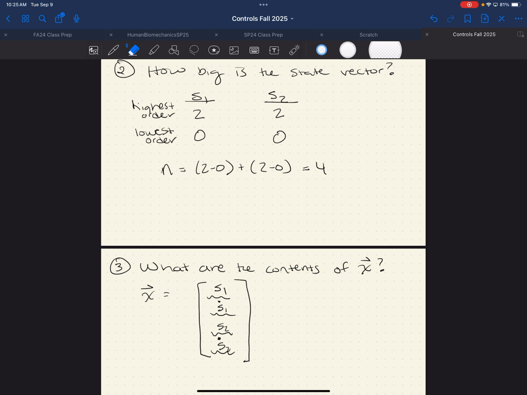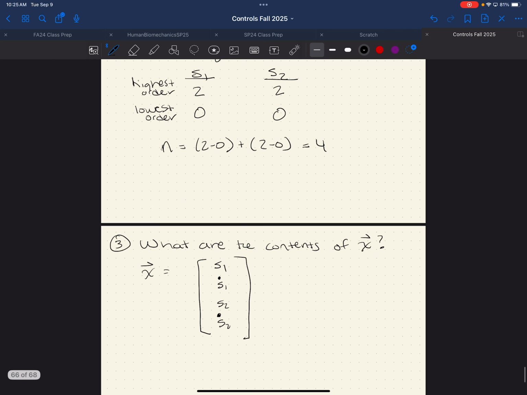It is absolutely theoretically okay to change the order of these things, but you will get a different A, B, C, and D matrix. But this is the canonical way, if you want to call it that. All right.